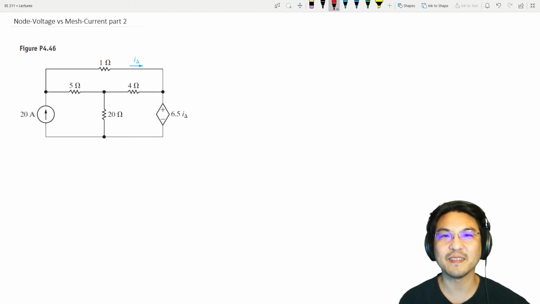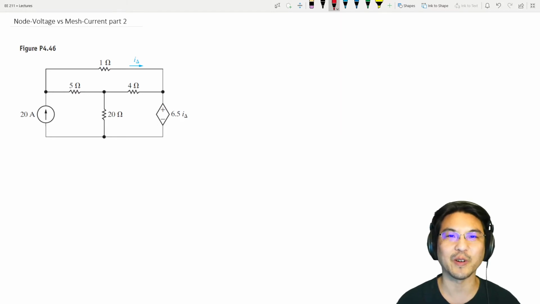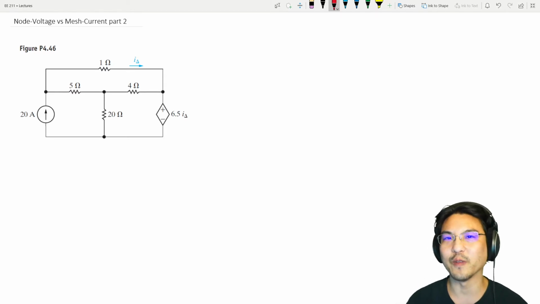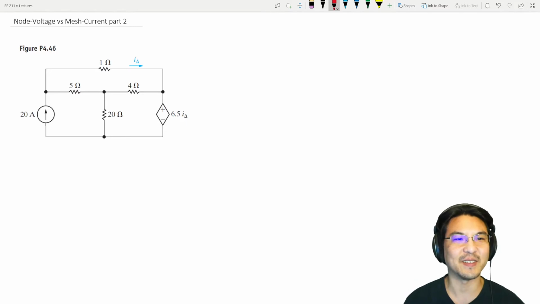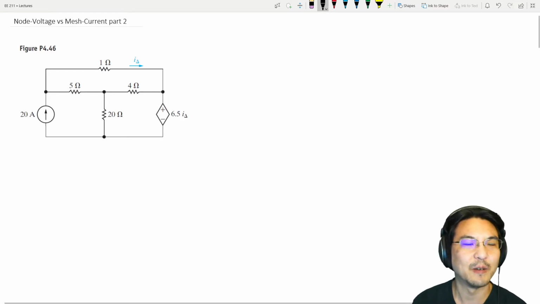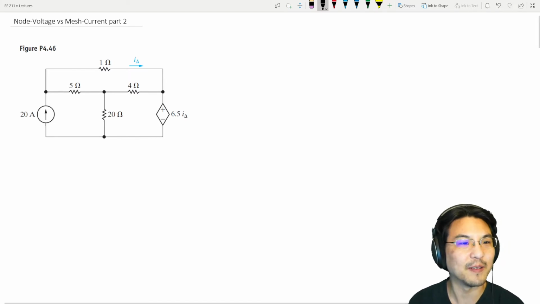Hey everybody, let's get even more practice trying to figure out which method to use when, node voltage or mesh current. Generally, you're trying to keep an eye out for supernodes, supermeshes, or if one of the unknowns is easy to solve for. Okay, so let's give this one a try. Let's say we try out the node voltage method.